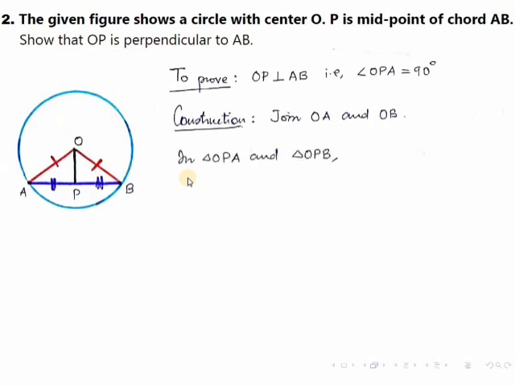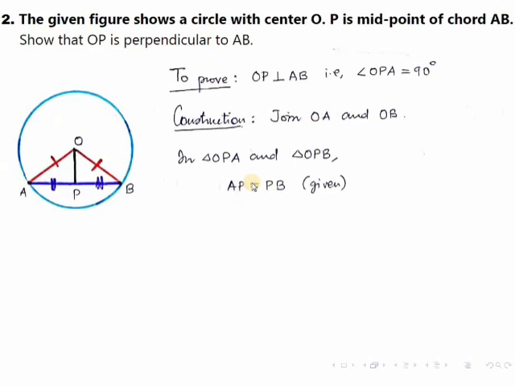Now in triangle OPA and OPB, remember the corresponding part of O is O, corresponding part of P is P, corresponding part of A is B. So in triangle OPA and OPB, just observe this carefully. OA is equal to OB, isn't it? And one more thing is given, AP is equal to PB. This is given because P is the midpoint. This was given in the diagram.